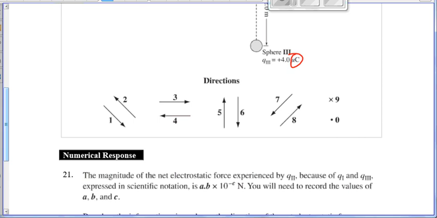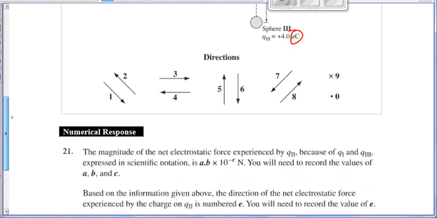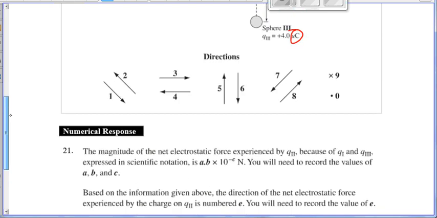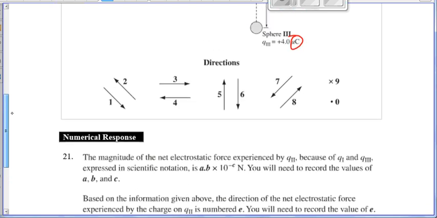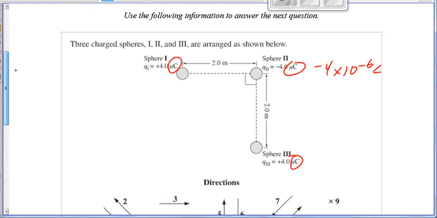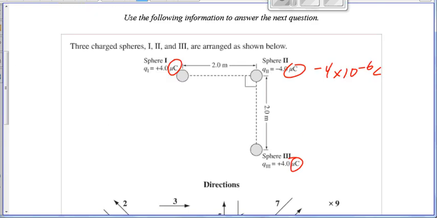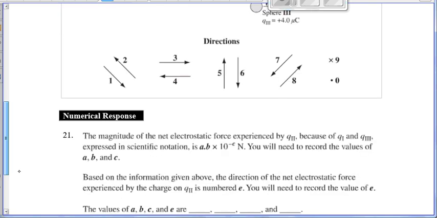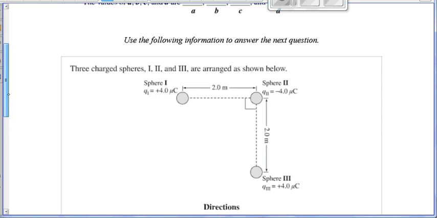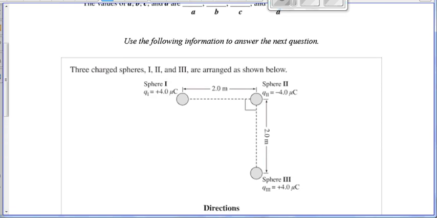Okay, let's get the magnitude of the net electrostatic force first here, because that's the first thing we want here. A, B, and C, so we want the exponent there as well. Okay, let's first draw a free body diagram on charge, I think it was on charge 2. Yes, on Q2. Notice it's the middle one, right? Okay, it's not likely to be the first one or the third one because then we'd have to deal with the funny angle thing, which means more work here.